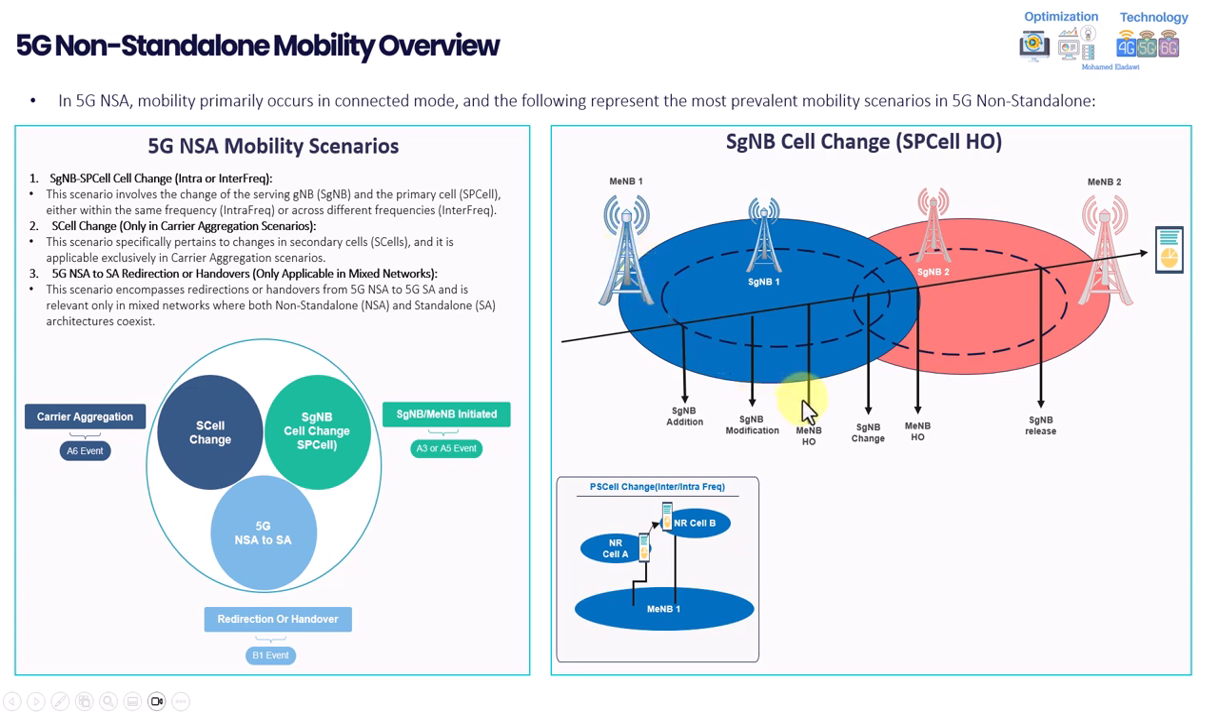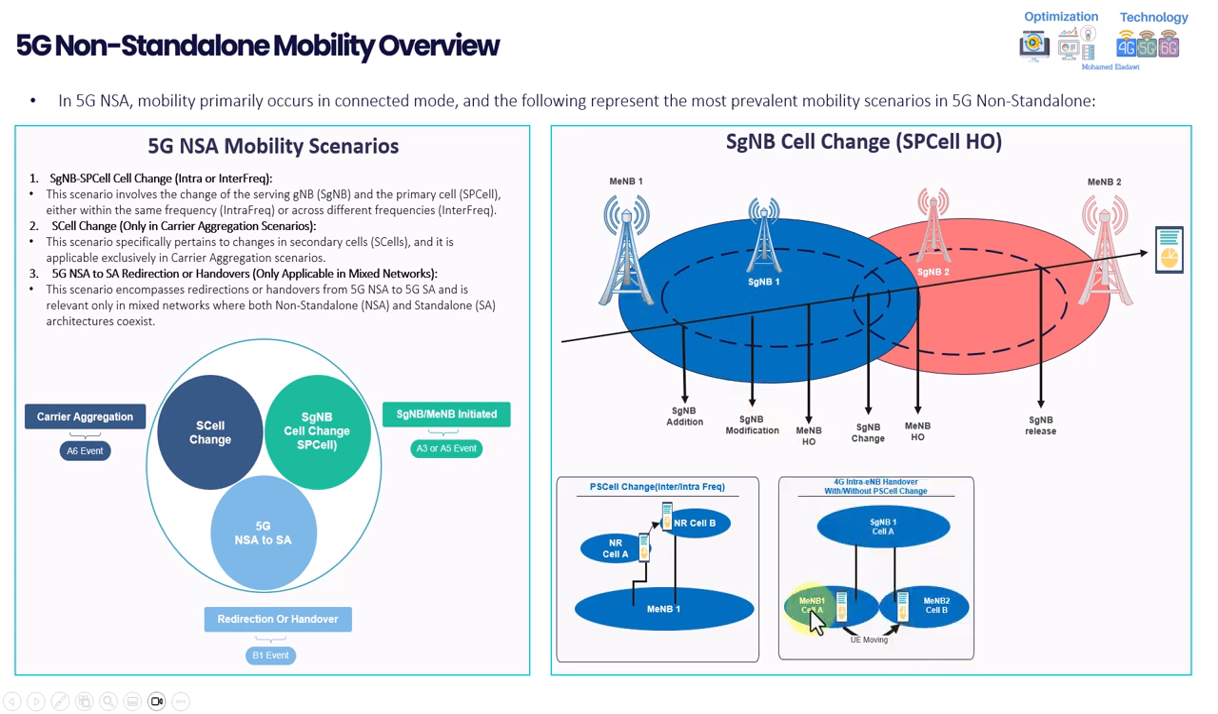So just one important point: this means if you have, for example, some issues on mobility of the 4G network, it will impact the 5G, because every time you're doing a 4G handover, you would also like to change, release or add your 5G leg as well. So that's why I'm highlighting here master node B handover. For example, I have here, assuming that I'm moving from master node B1 cell A to cell B.